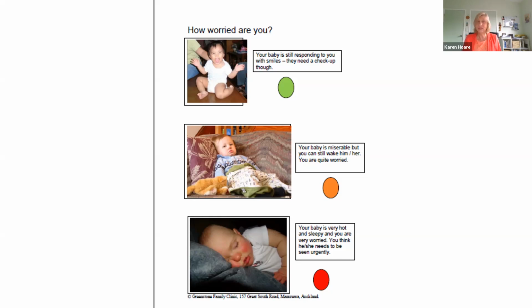So what we've taught our receptionists to do is to use this aide-memoire and show the parent. It's a laminated sheet. Show the parent, say, how worried are you about your baby? And if they point to an orange or a red, the receptionists come and get a clinician immediately. And I know at least 5 times this has been used by one of our particular receptionists, who very definitely probably saved a life once because the child was really sick and needed to go straight to hospital.